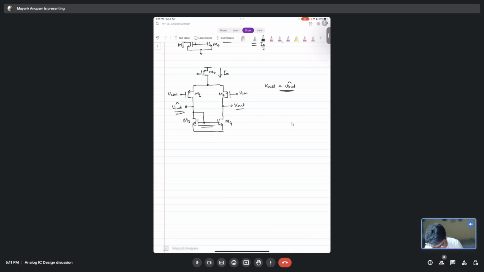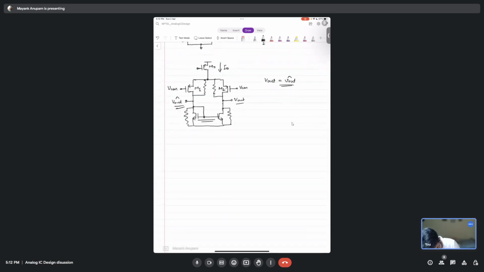Now let's see. For this only, I told you to assume that there is some output resistance here, and let's say there is some output resistance here also, in between these two. So you have this and you have this. These are some output resistances. Now can you easily say V out will be equal to V out hat? You are right, it will be true. But why? Give me a more concrete explanation.